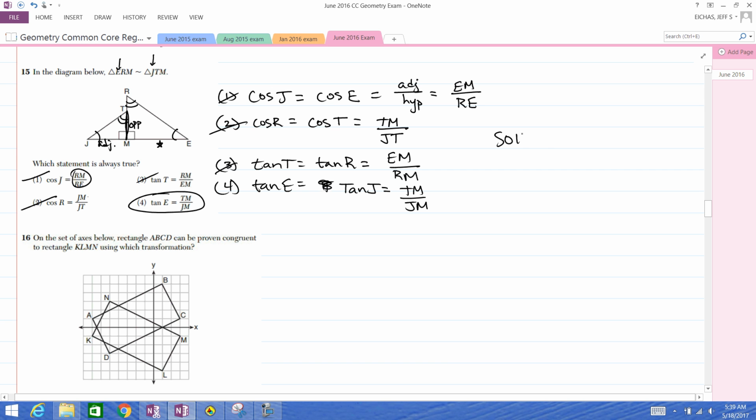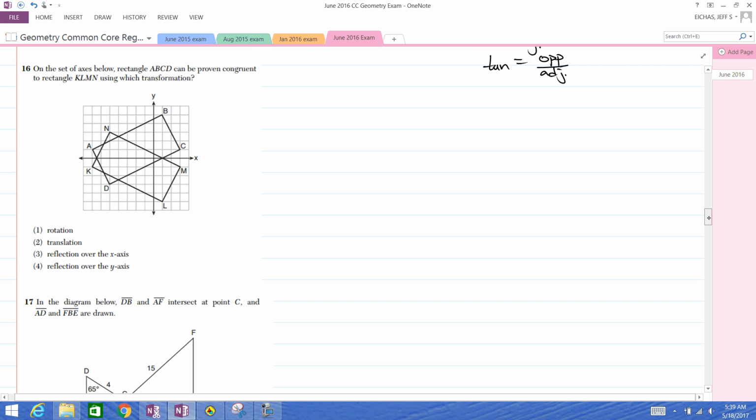Oh, and they're checking your knowledge of this. Do you know sine is opposite over hypotenuse, cosine adjacent over hypotenuse, and tangent is the opposite over the adjacent? They're testing that knowledge as well as similar figures. So, okay.